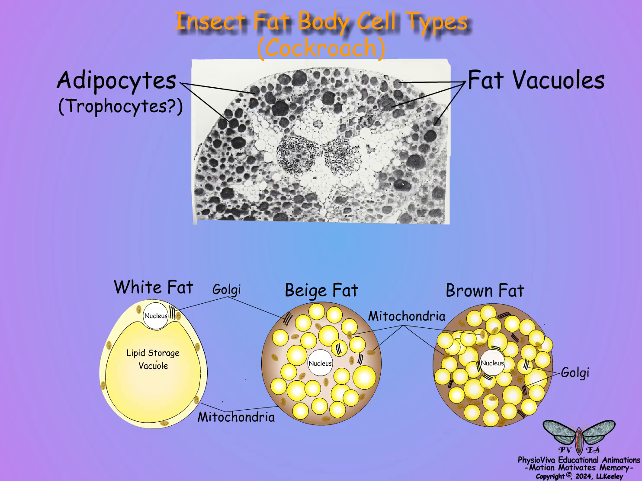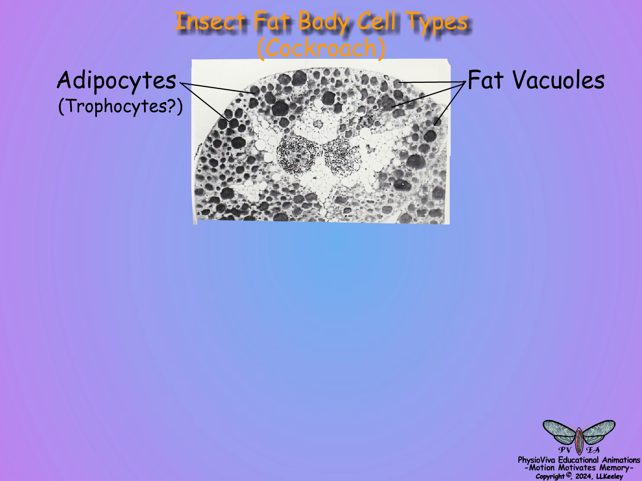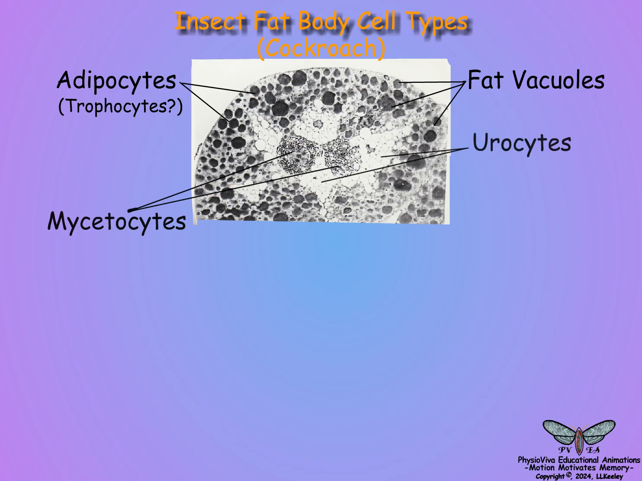Insect fat body adipocytes resemble vertebrate brown fat and contain multiple fat vacuoles throughout the cytoplasm, along with abundant endoplasmic reticulum and mitochondria, indicating active biosynthetic capacity. Insect fat bodies often have three cell types: adipocytes, urocytes, and mycetocytes. Fat body adipocytes are present in all insect orders, with urocytes and mycetocytes limited to selected orders.